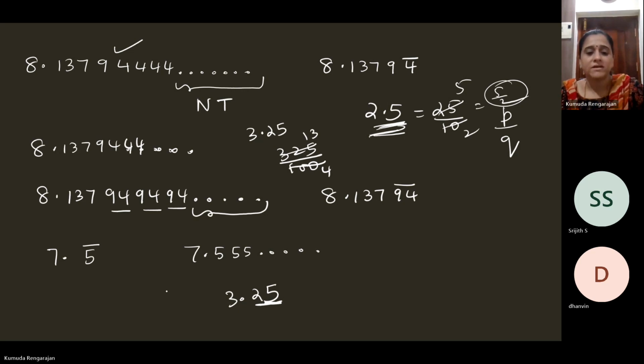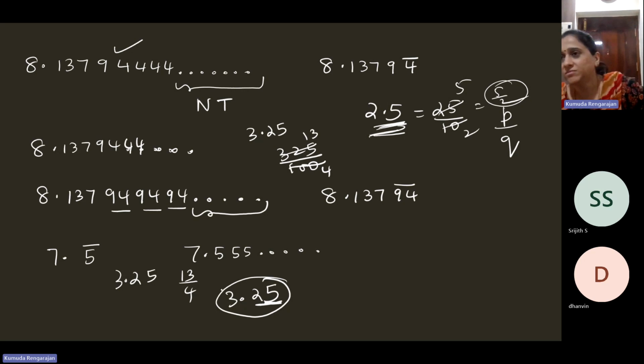So you saw that this terminating decimal, 3.25, has a P by Q form, which is 13 by 4. Anything that has a P by Q form is a rational number. This is a terminating decimal, its P by Q form is 13 by 4, and that's why this terminating decimal is called a rational number.